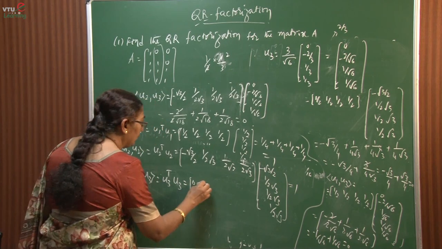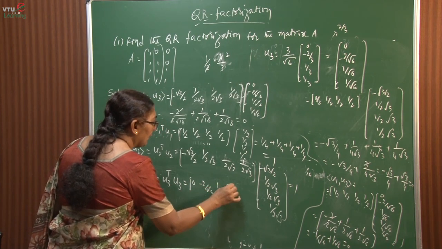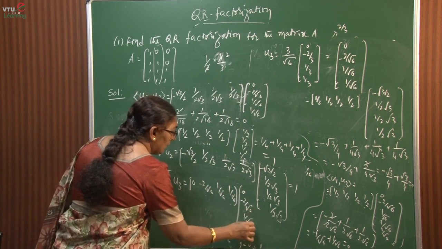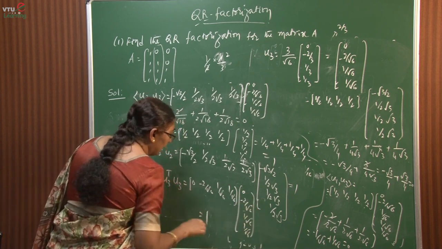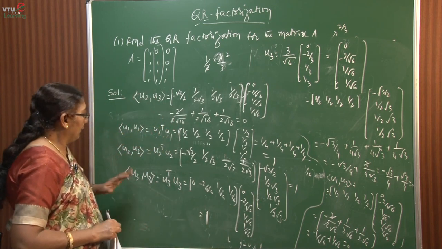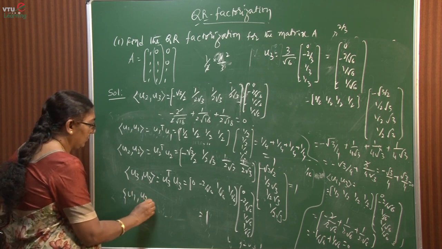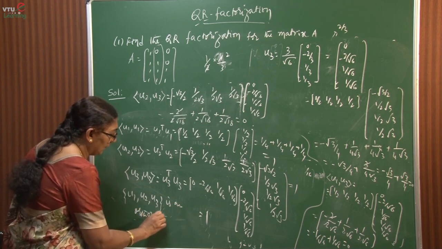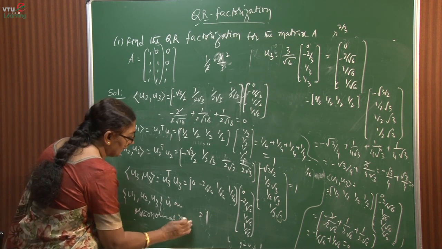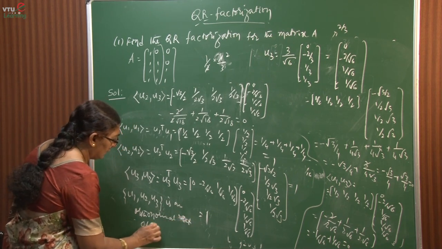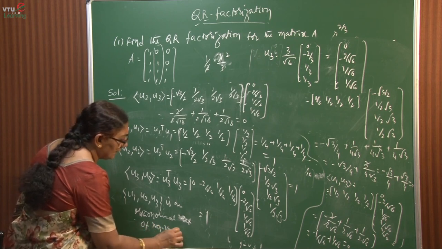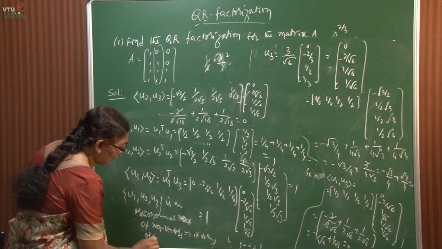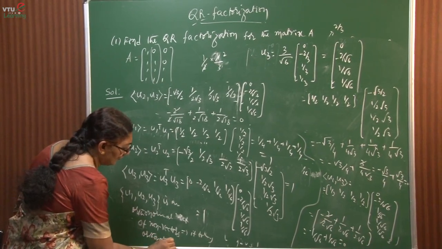Similarly, find the inner product of U3 comma U3, which is U3 transpose into U3. The value is 0, minus 2 by root 6, 1 by root 6, 1 by root 6, and then you take the column of the same 0, minus 2 by root 6, 1 by root 6, 1 by root 6. Definitely after the multiplication we get 1. This shows that the vectors U1, U2, U3 are an orthonormal set of non-zero vectors, which implies they form an orthonormal basis.